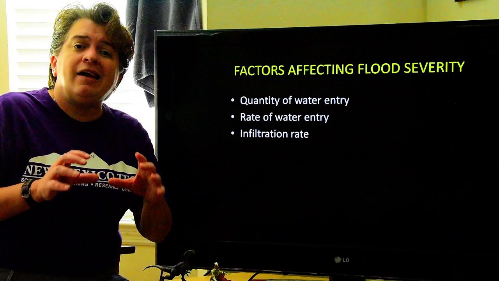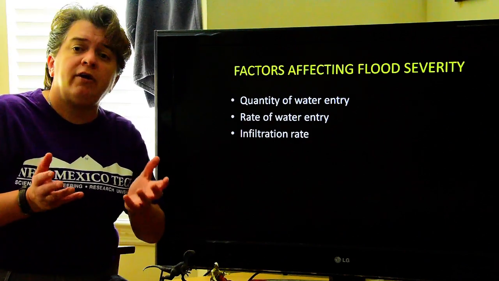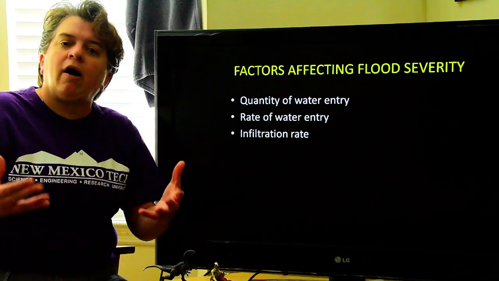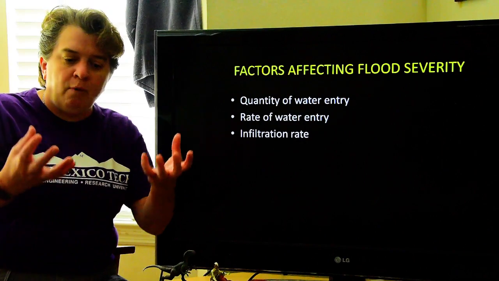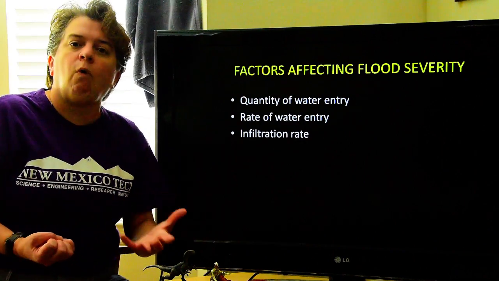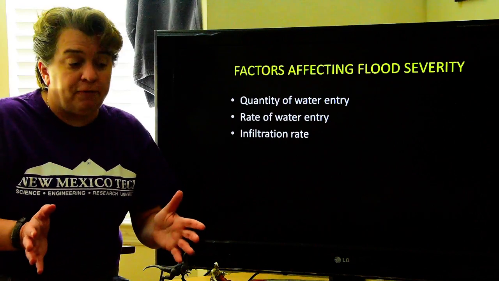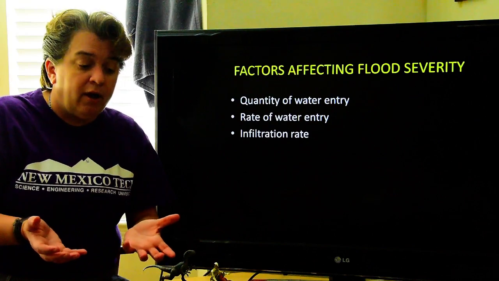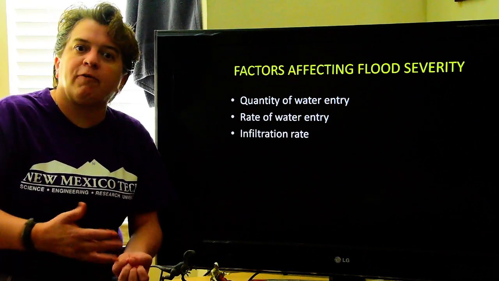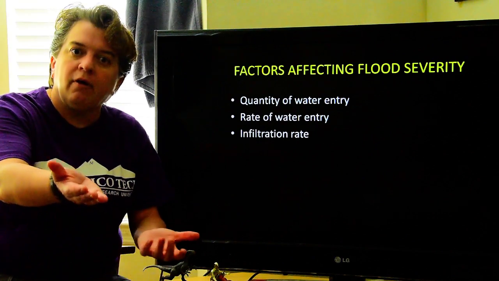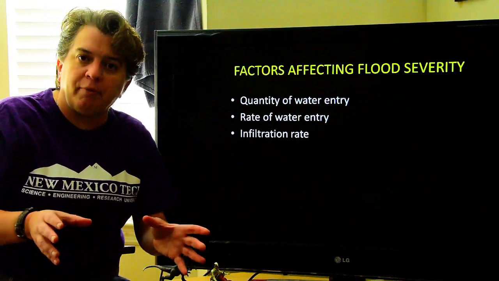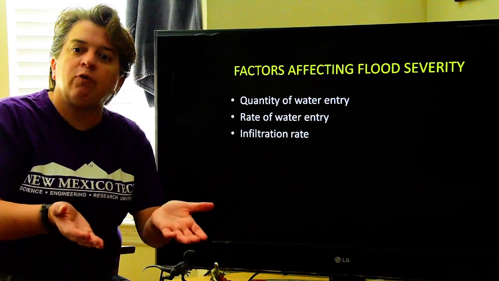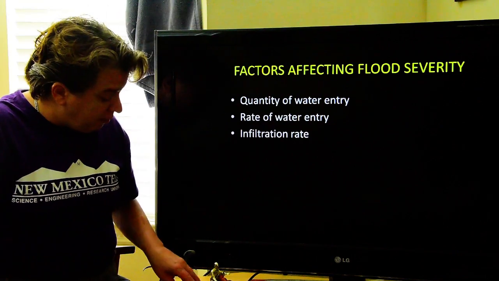There's also the infiltration rate. Infiltration is the water that soaks into the ground. Different rock and sediment types can absorb more or less water. If you have soil that can absorb a lot of water, it removes that water from going into the river system. If you have impermeable rock, water can't go into it, so all of that water will go into the river, and you have a better chance of flooding occurring.